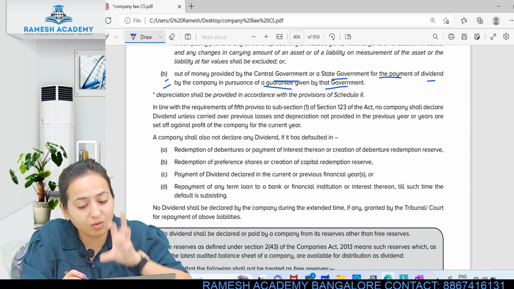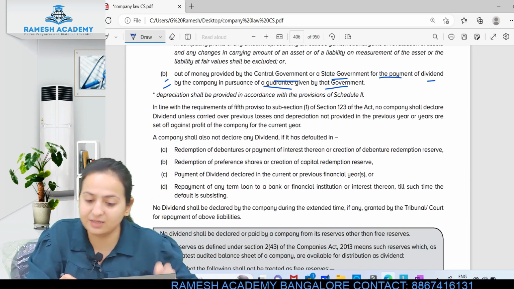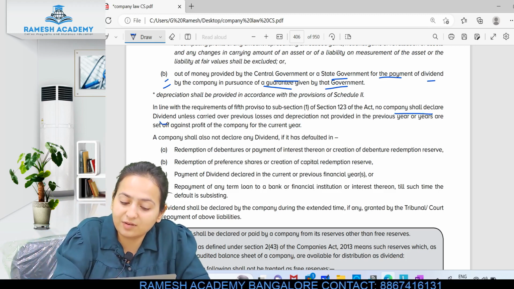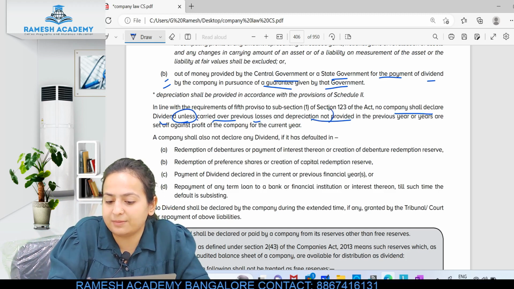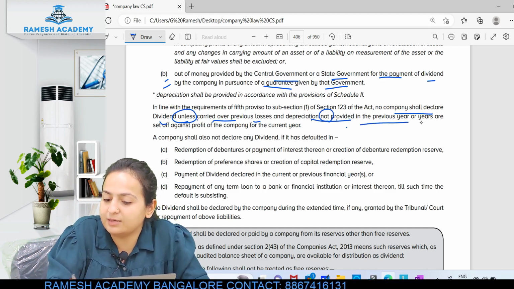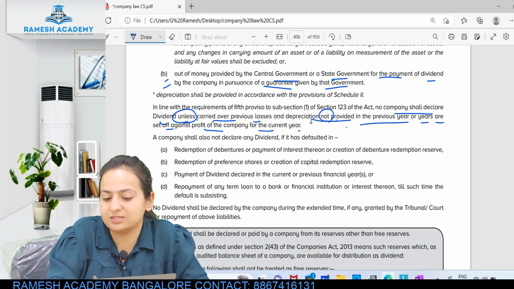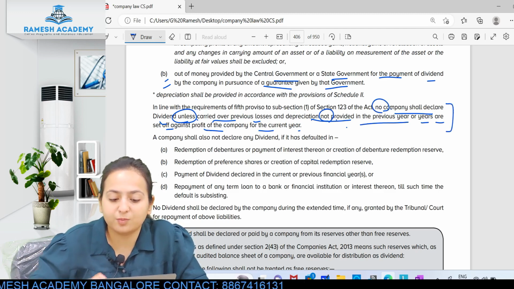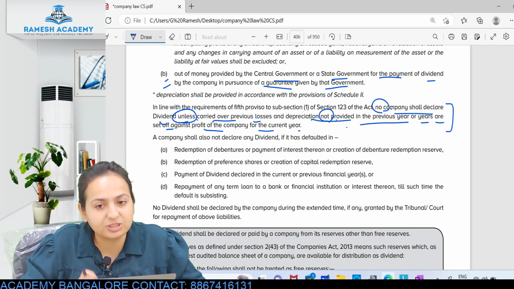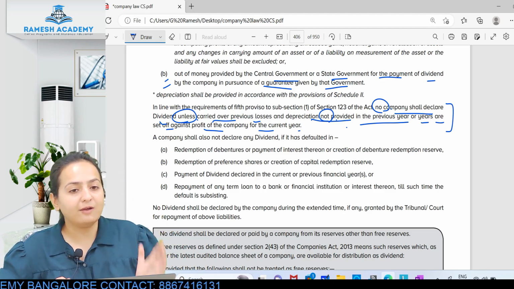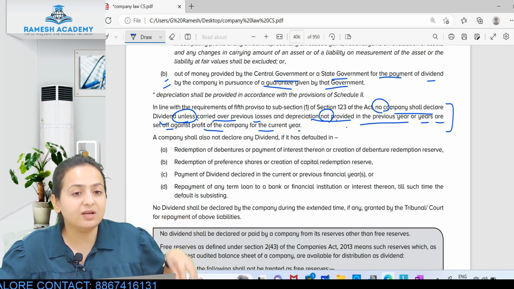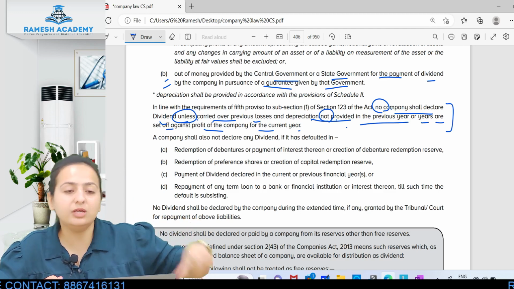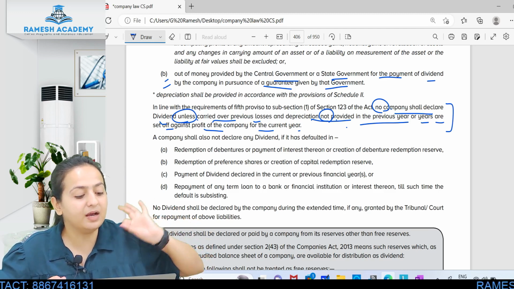The company shall not declare the dividend unless carried over previous losses and depreciation not provided in previous year or years are set off against the profit for the current year. So supposing there are losses and depreciation, you have to set off these losses and depreciation with the current year profits, then only the company can pay the dividend.